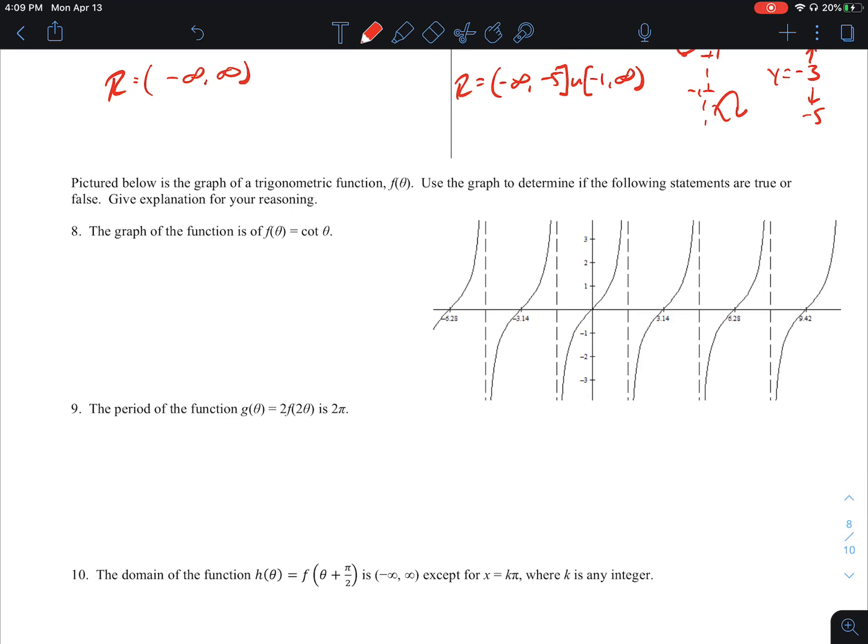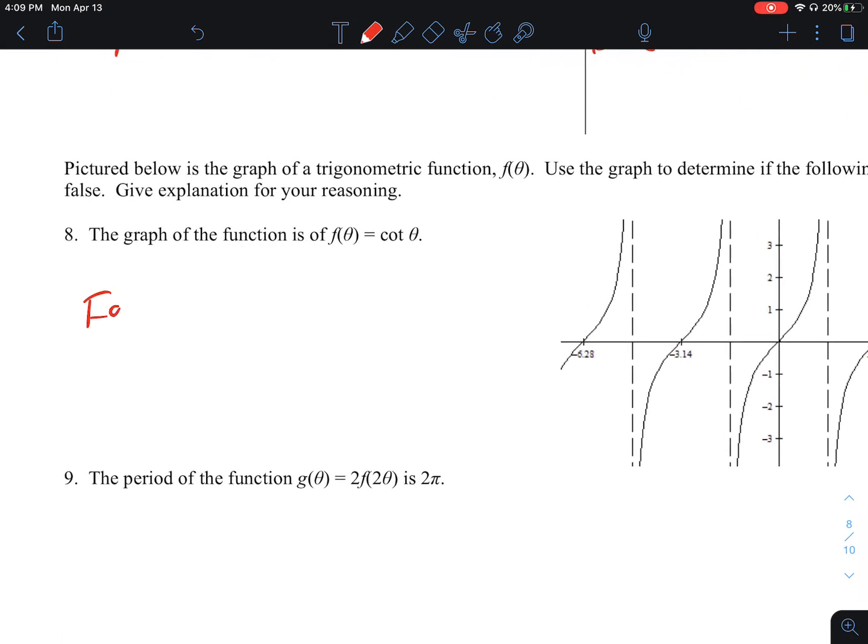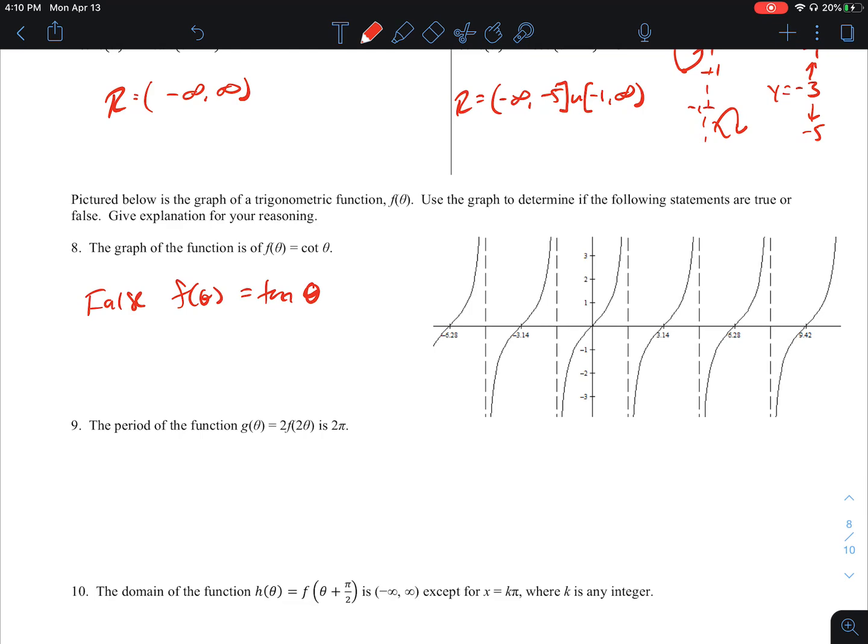Pictured below is the graph of the trig function f of theta. Use the graph to determine if the following statements are true or false, and give an explanation for your reasoning whether it's true or not. 8, the graph of the function f of theta is cotangent of theta. That is false. This is a graph of tangent of theta. So I'm going to say false. F of theta is equal to tangent of theta. That's a good enough explanation, I think.